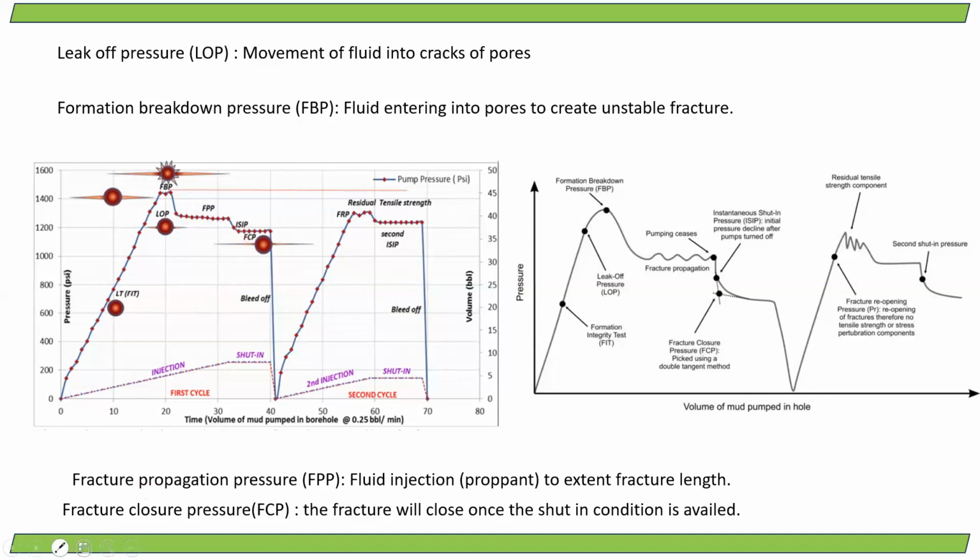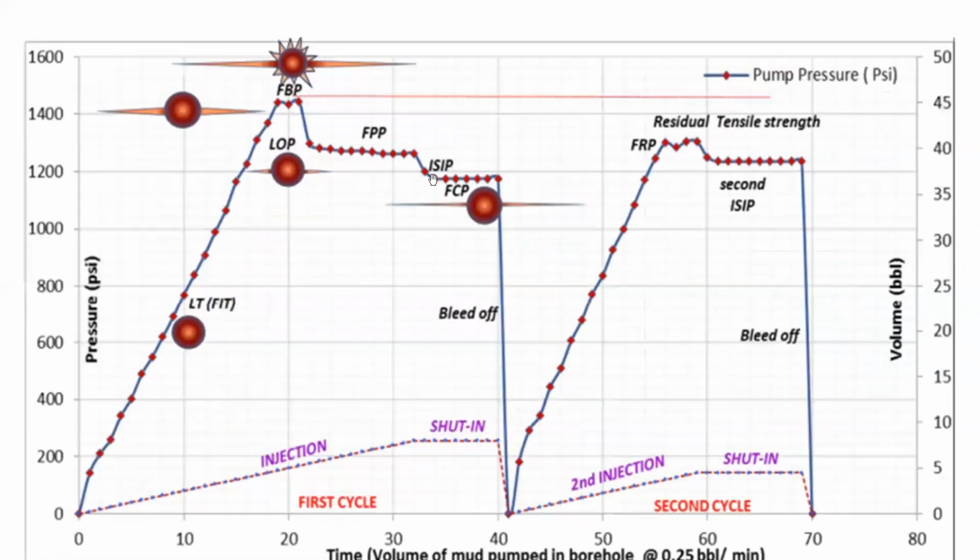ISIP means initial shut-in pressure. Shut-in means you are not injecting hydraulic fracturing fluids. So you stopped injecting them. Even after that, the volume of the fracture will be maintained as it is. How is it being maintained like that? That happens only because of the sand particles which were injected through the hydraulic fracturing fluids.